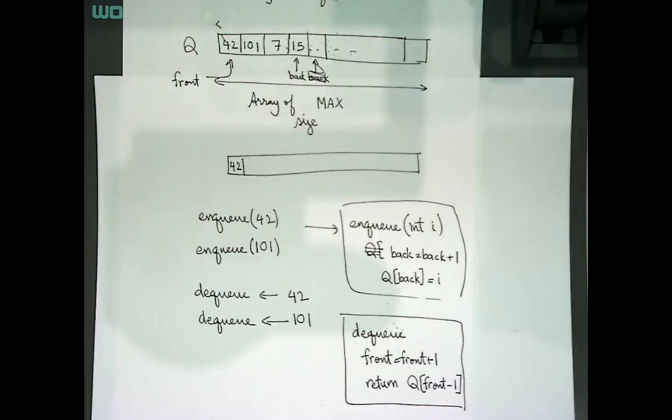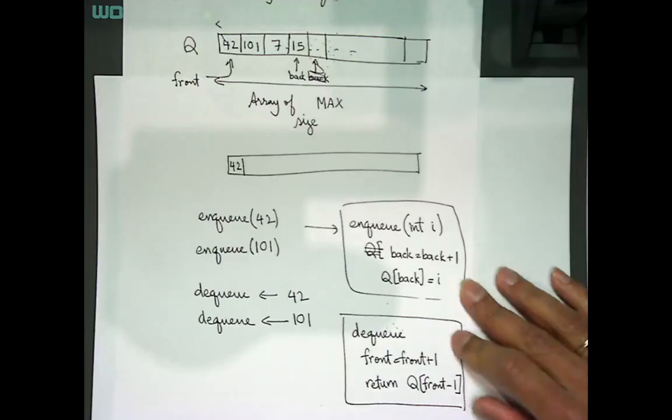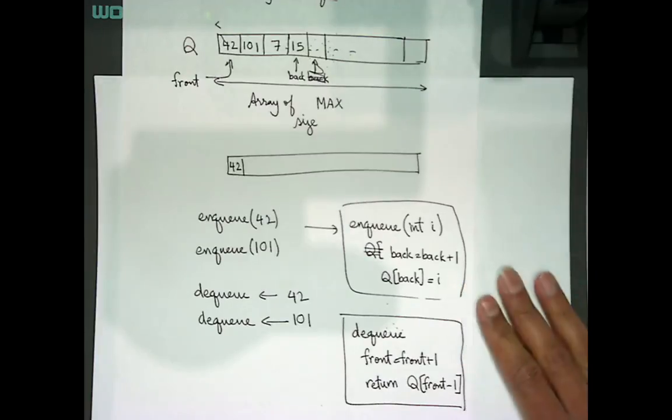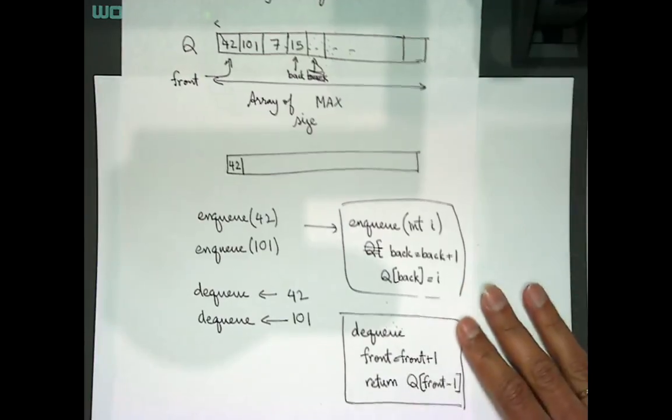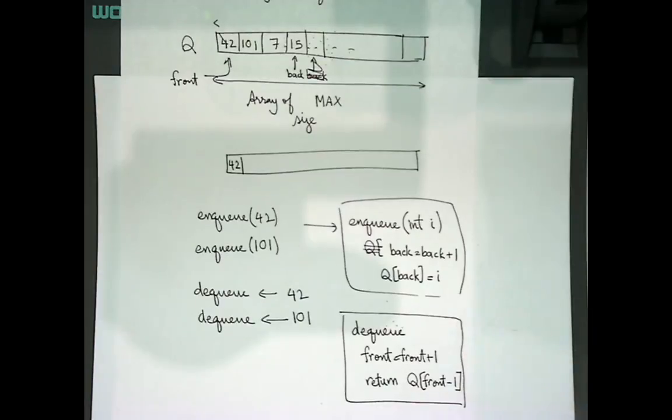Yes? When my front index is at the very end of the array, it's going to give me an array index out of bounds exception if I try to DQ. Yeah. So I haven't handled exceptions here, but let me tell you the solution to the other problem, and then we'll see how to handle that.